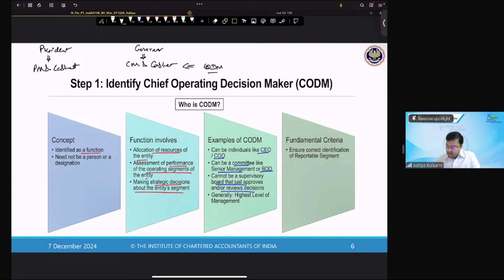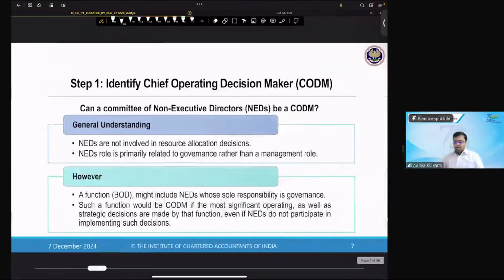And finally, what is the fundamental criteria to ensure the correct identification of the reportable segment? What is my reportable segment? That is ultimately what I want to identify. Okay. So coming to the next one, some obvious question. Can a committee of non-executive directors be a chief operating decision maker?